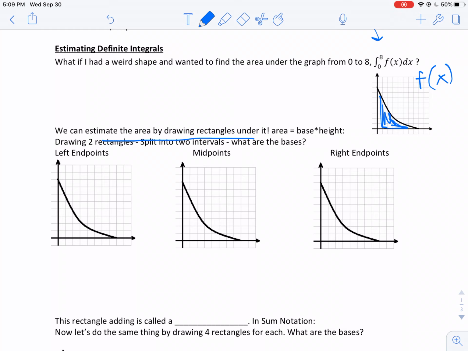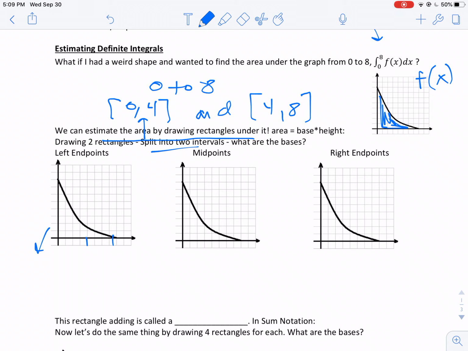So there are three different ways I can do this. First off, I'm going to split it into two intervals. So instead of going from 0 to 8, I'm going to split it into one interval from 0 to 4 and also an interval from 4 to 8. So here's 0 to 4, here's 4 to 8. There are a couple different ways I can do this: using the left endpoints, the midpoints, or the right endpoints.